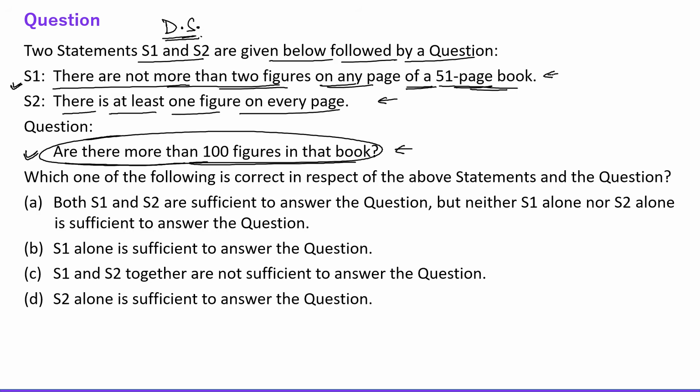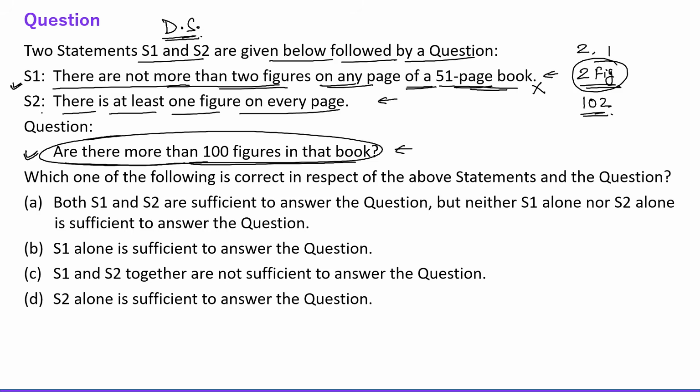The reason is there are not more than 2 figures, so it may also happen that every page contains 2 figures. If this is the case, then this book has 102 figures. Or let's say only one page contains 2 figures and the rest all contain 1 figure. Then obviously this book will have less than 100 figures. So from statement number 1 alone, we can't say anything.